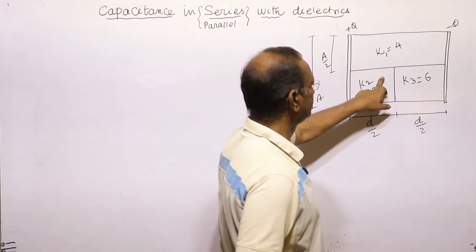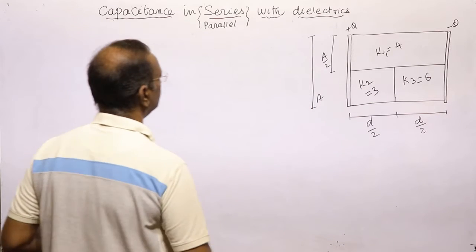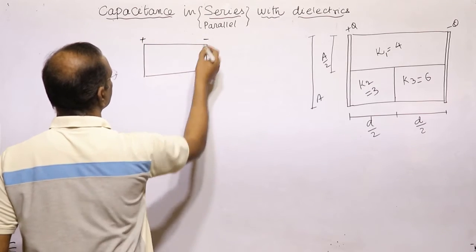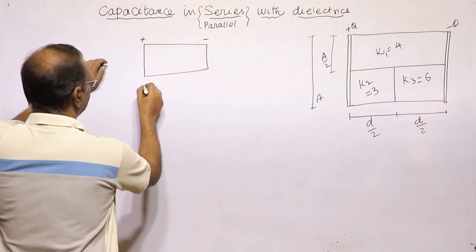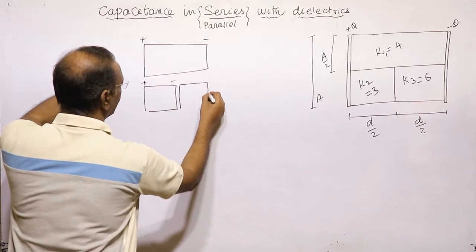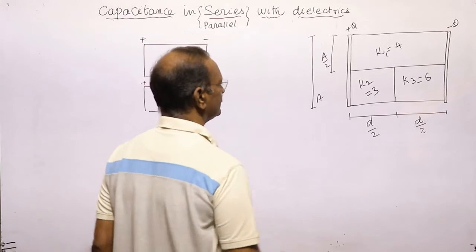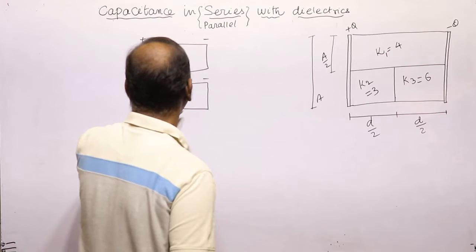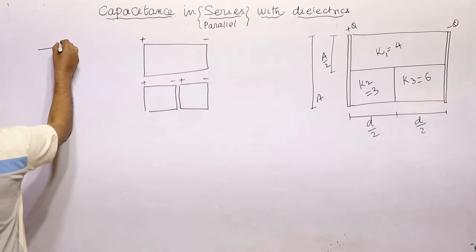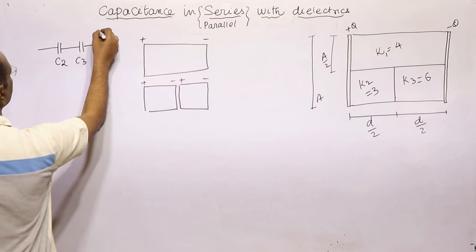There is one dielectric, second and third: capacitor 1, capacitor 2 and capacitor 3. Let us see how this is connected. This is a plate. First one is plus minus, second one is plus minus again, and third is plus minus, then only it will form a capacitance. So these are alternately plus and minus, making C2 and C3 in series.